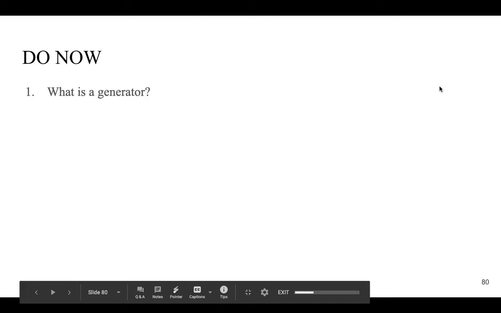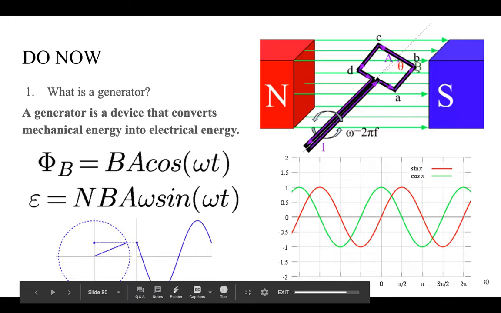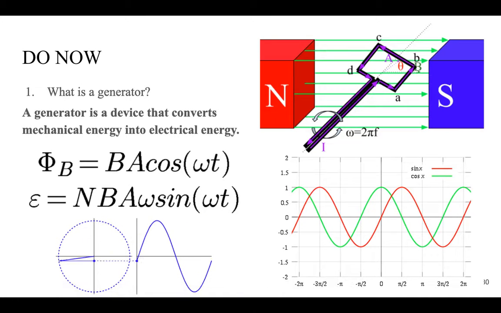So, what is a generator? A generator is kind of the opposite of a motor. A generator is a device that converts mechanical energy into electrical energy. So we have this loop of wire inside a magnetic field, and we're going to use some kind of mechanical energy to turn this thing. And magnetic induction is going to induce an EMF.